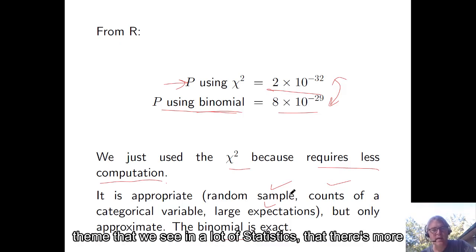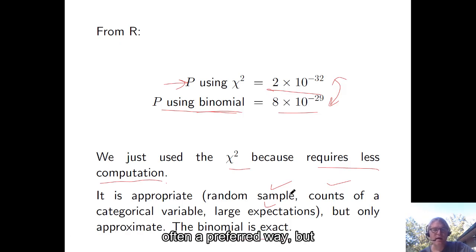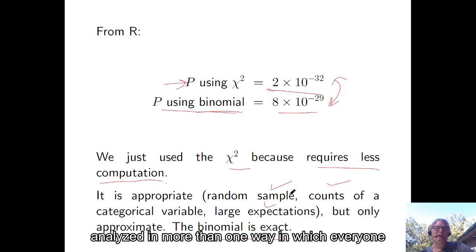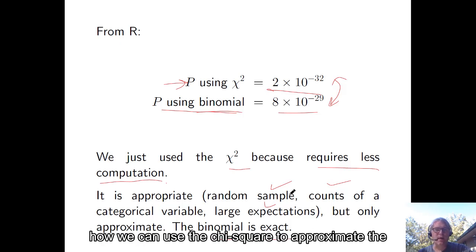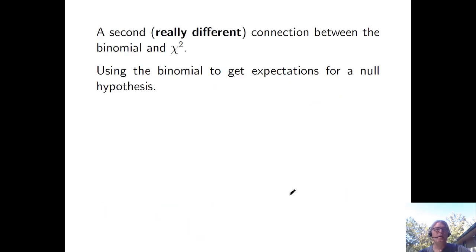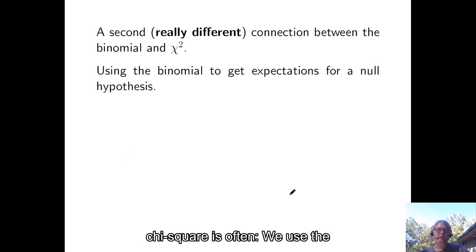And this is a really common theme that we see in a lot of statistics, that there's more than one way to analyze the data. There's often a preferred way, but another way may be more applicable in terms of computational or other considerations. And so it's useful to realize some connections between different types of tests and say, this data could be analyzed in more than one way, and whichever one's most convenient for me, I can validly use. Okay, so I hope that makes sense to folks about how we can use the chi-square to approximate the p-value for a binomial.